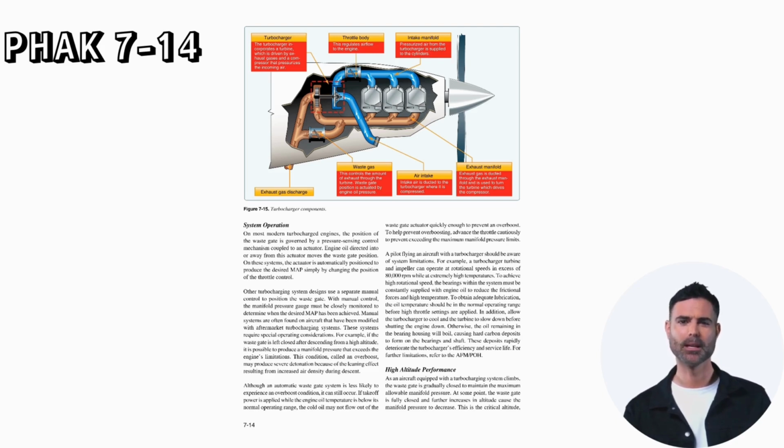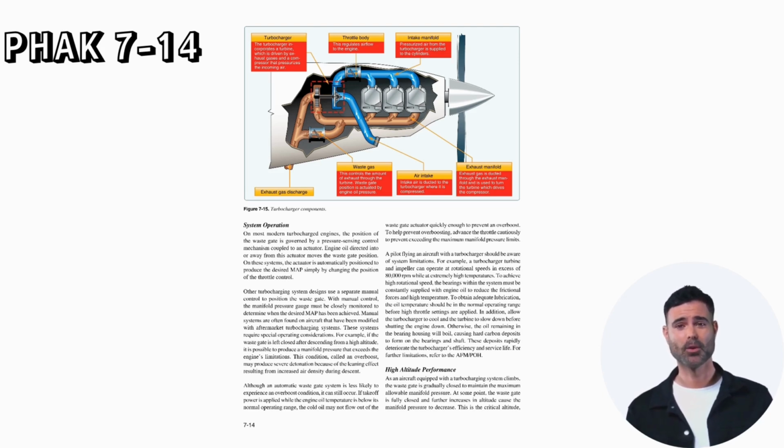For example, if the wastegate is left closed after descending from a high altitude, it is possible to produce a manifold pressure that exceeds the engine's limitations. This condition, called an overboost, may produce severe detonation because of the leaning effect resulting from increased air density during descent. Although an automatic wastegate system is less likely to experience an overboost condition, it can still occur.